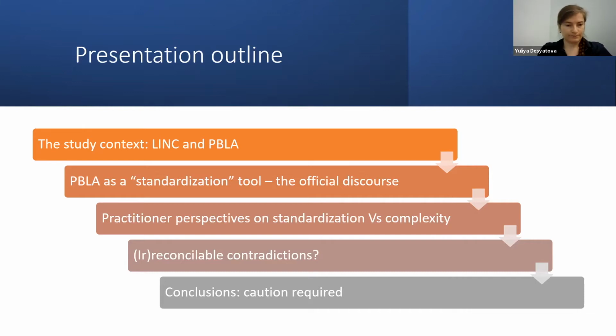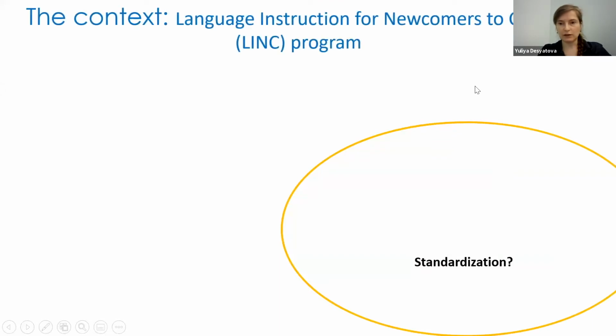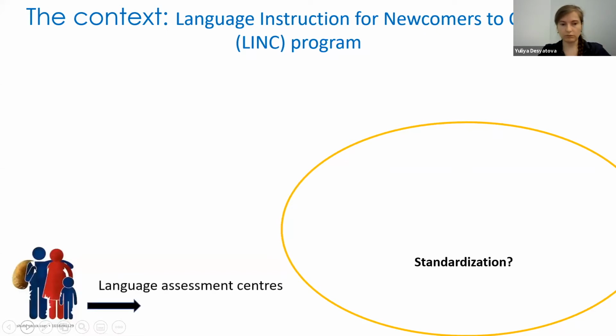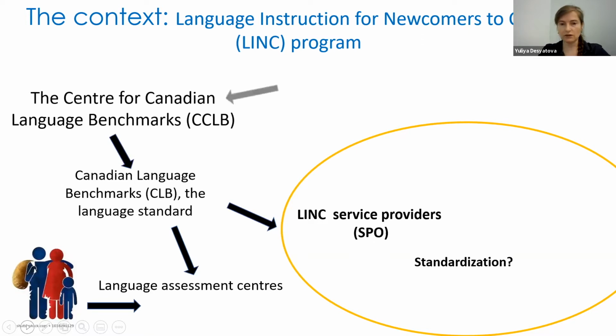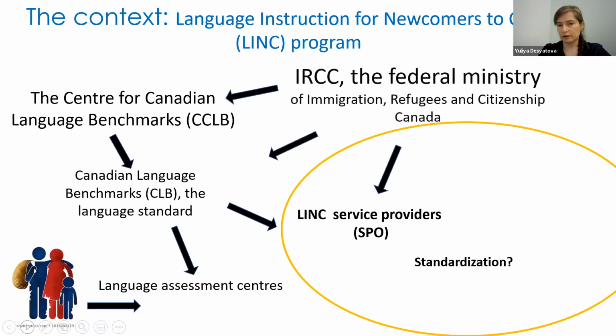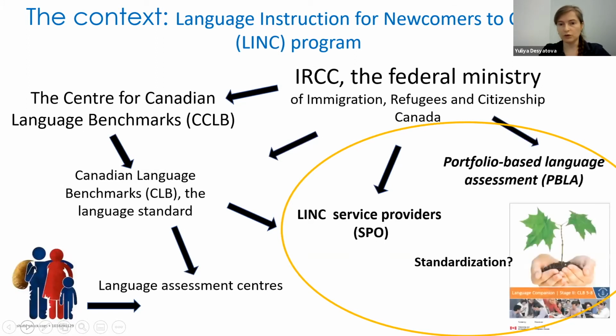Okay, so we're looking at standardization, and the program is called Language Instruction for Newcomers to Canada. Every immigrant or refugee in Canada has the right to attend free language classes. They start with an assessment center where they are assessed according to the Canadian Language Benchmarks as the language standard. And then they are referred to a LINK service provider, a school that could be a private provider, a college, or a community organization.